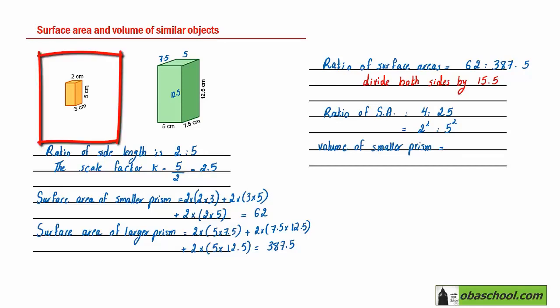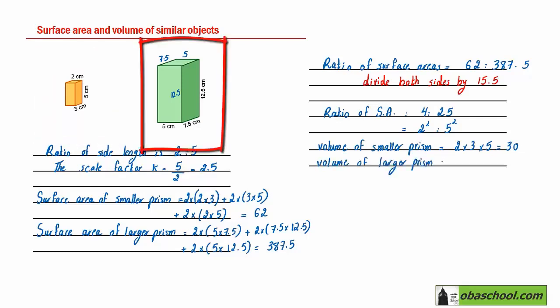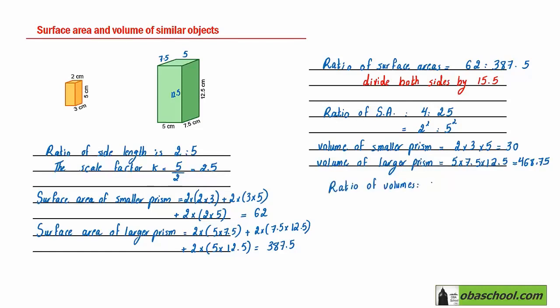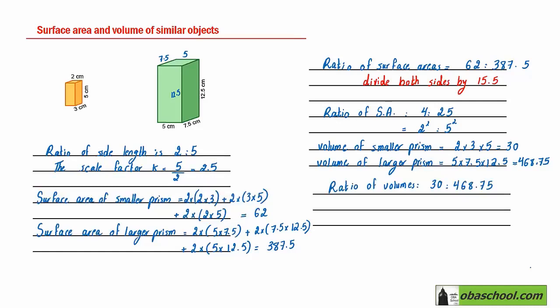Now let's look for the volume. Working on the volume for the first prism, it is 2 times 3 times 5, and that is 30. Now the volume of the larger prism would be 5 times 7.5 times 12.5, which is 468.75. Now, looking at the ratios, a 30 to 468.75 ratio, but that is not in its simplest form. In its simplest form, after dividing by 3.75, it would be equivalent to 8 to 125, which is actually 2 cubed to 5 cubed.